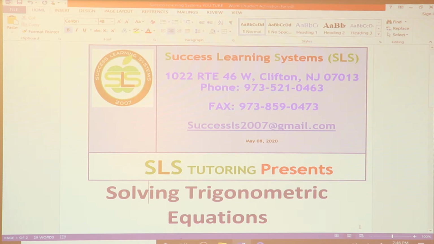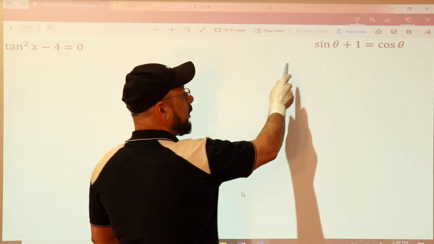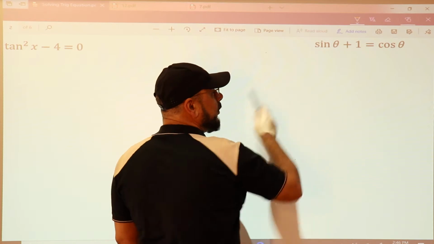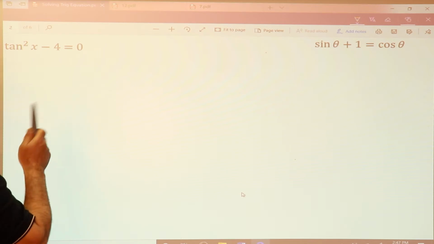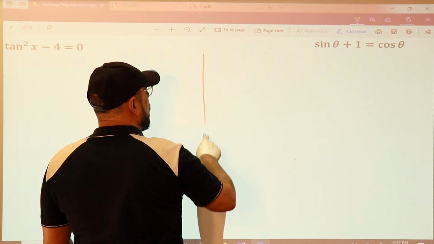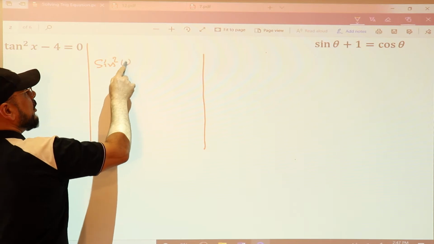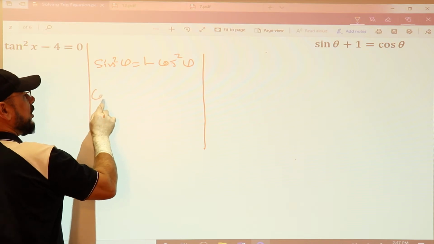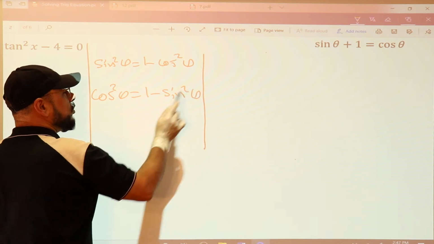Okay, let us start with this problem: sine theta plus 1 equals cosine theta. I cannot solve any equation if I have both sine and cosine. It has to be either all sine or all cosine. Remember these things: sine squared theta equals 1 minus cosine squared theta, and the same thing for cosine squared theta. This is something you have to know before you start.